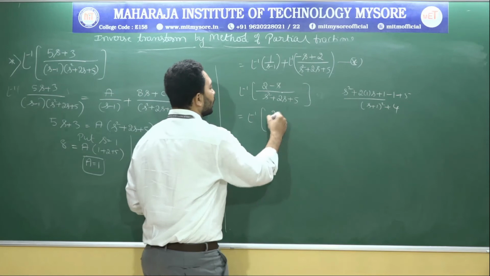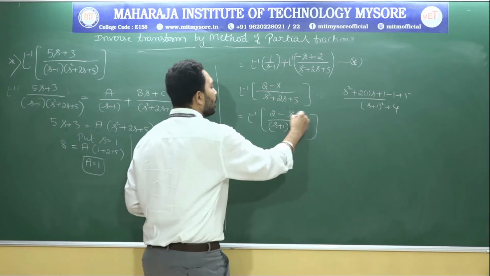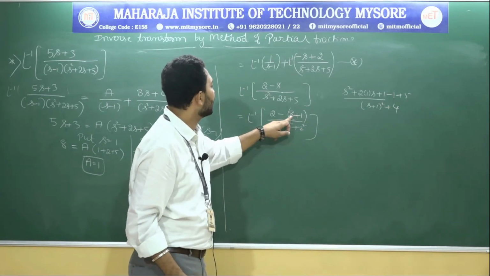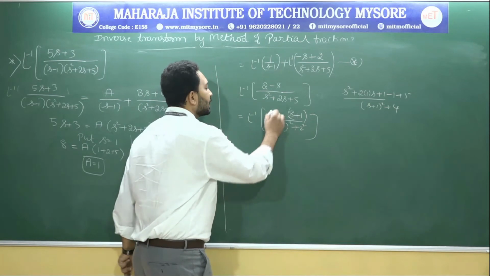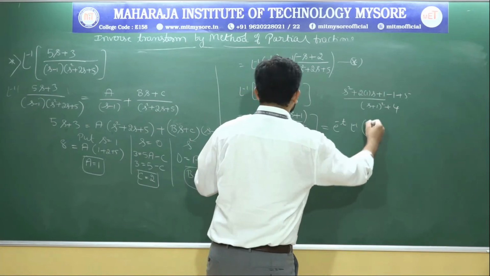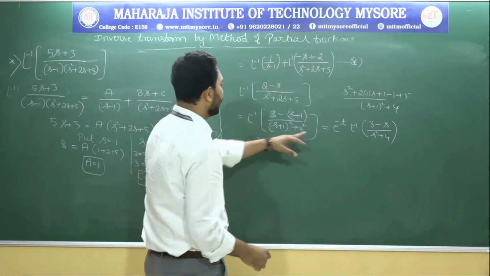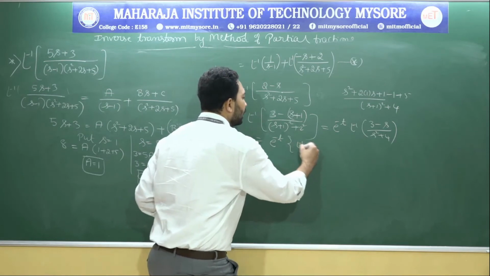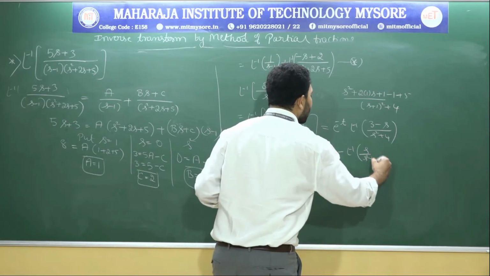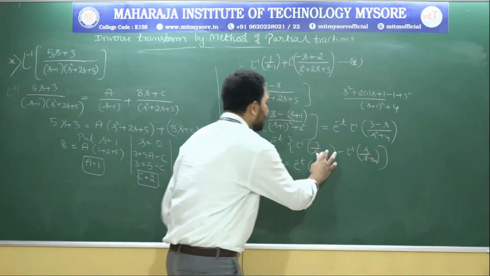So it is L inverse of (2 minus s) divided by (s plus 1) whole square plus 2 square. So make this also s plus 1: minus (s plus 1) minus s minus 1 is extra, plus 1 means it is 3. So the inverse for this is e power minus t into L inverse of (3 minus s) divided by s square plus 4. So the final inverse for this is e power minus t into L inverse of 3 divided by s square plus 4 minus L inverse of s divided by s square plus 4.